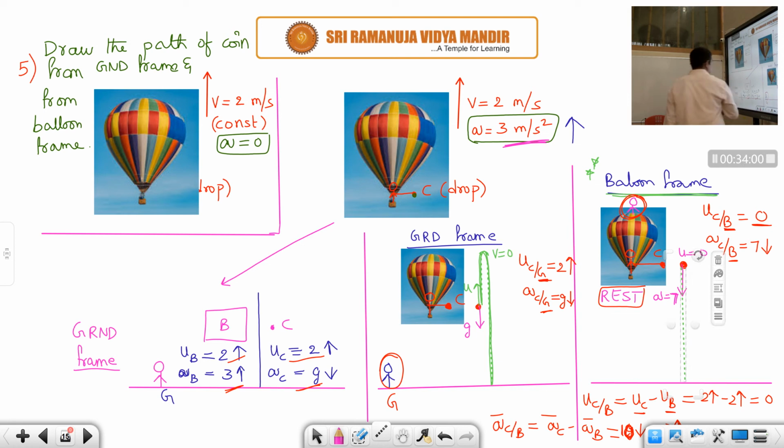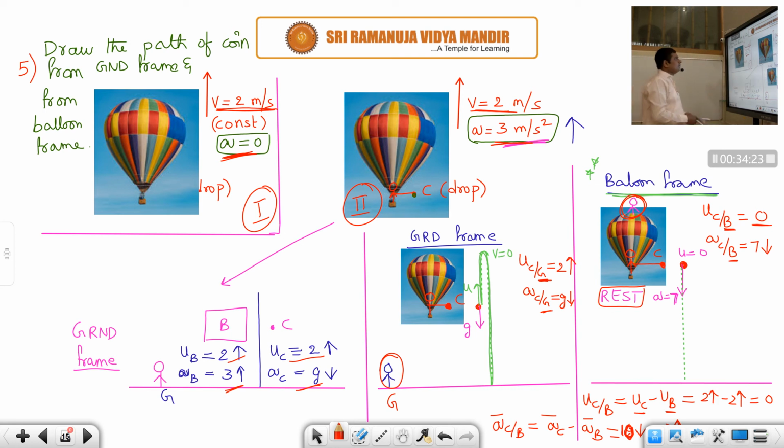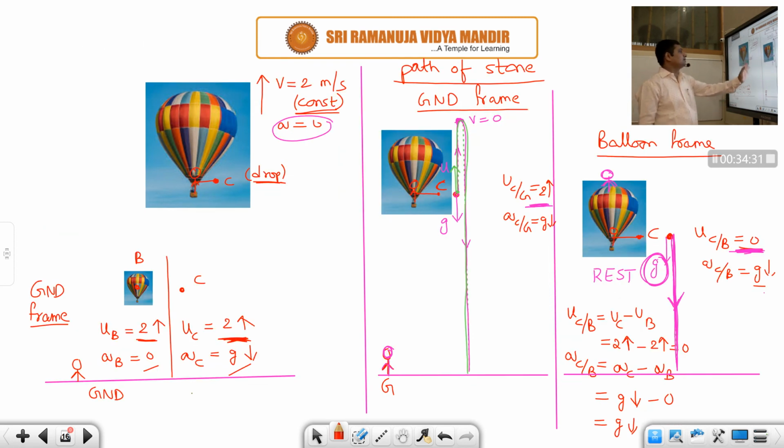Okay, students, in these two cases, the important point which I want to make is this. This is case number 1 and this is case number 2. In both cases, velocity is the same, 2 meters per second, but here acceleration is 0 and here acceleration is 3. If you solve from ground frame and from balloon frame, in the first case, from ground frame it will go upward and downward, and from balloon frame it will go downwards with g.